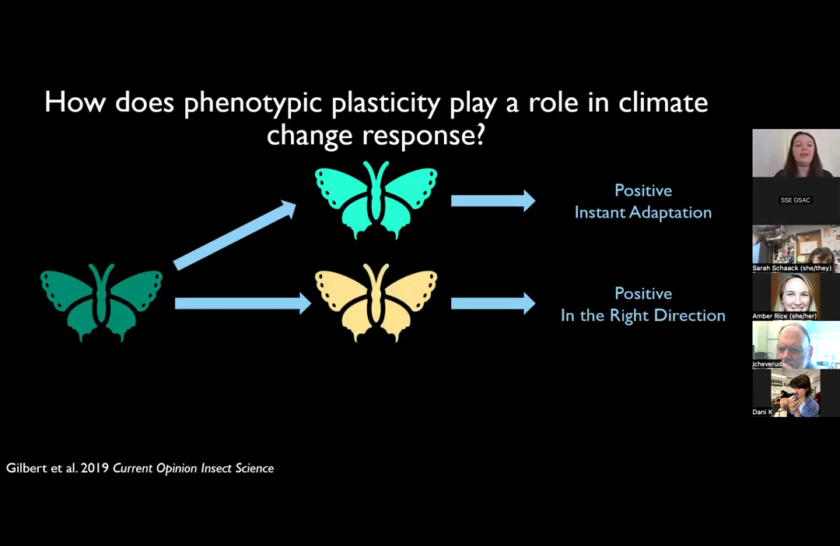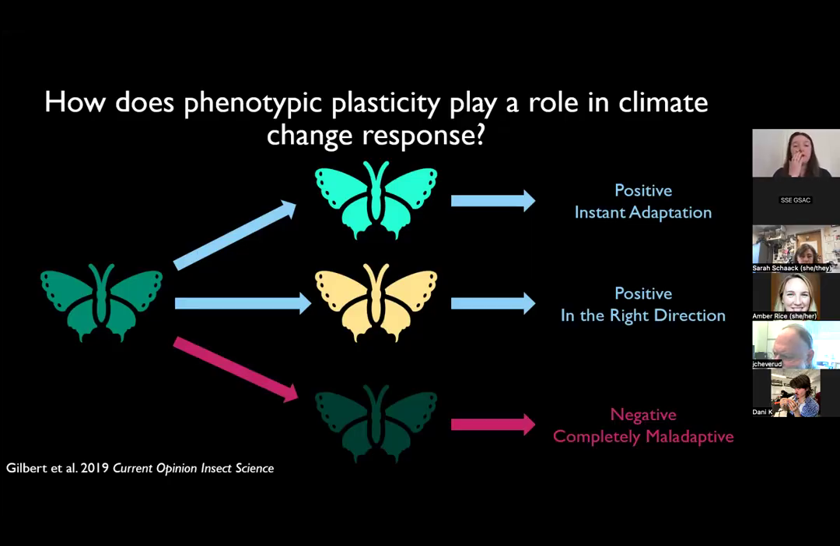Alternatively, we could see the second example here. We can see that plasticity has induced a new phenotype. But what's interesting is that it didn't go to the optimal phenotype, but it did get lighter. So it's moving in the right direction, but it didn't quite get us there. So we might need a little bit of genetic changes to help that butterfly get to the optimal phenotype.